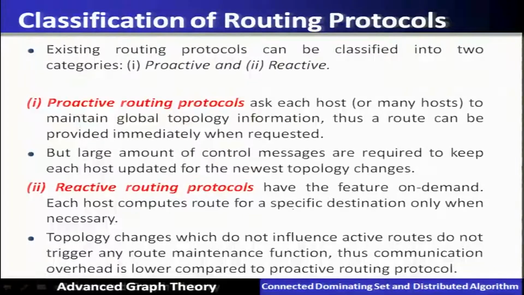Reactive protocols have a feature which is called on demand. So a host computes a route for a specific destination only whenever it is necessary, and hence it is called a reactive routing protocol. Topology changes which do not influence the active routes do not trigger any route maintenance function. Thus the communication overhead is lower compared to the proactive routing protocols.